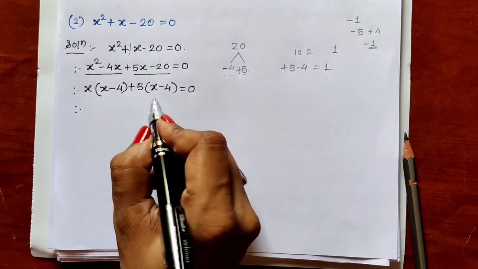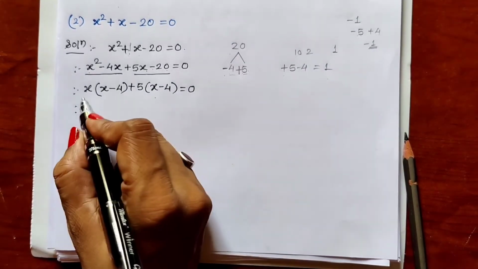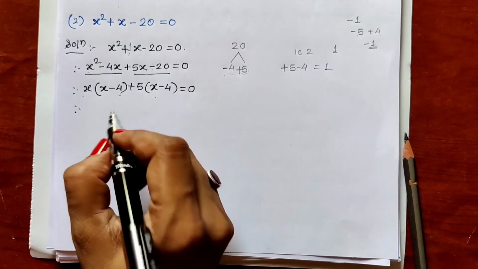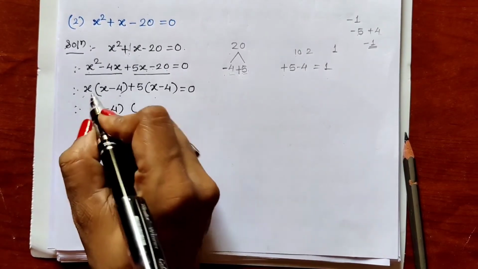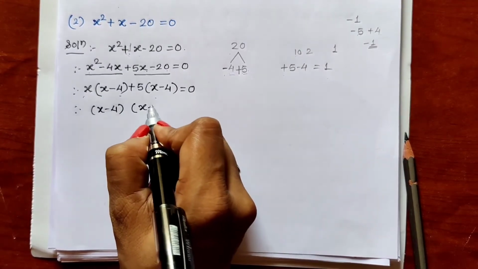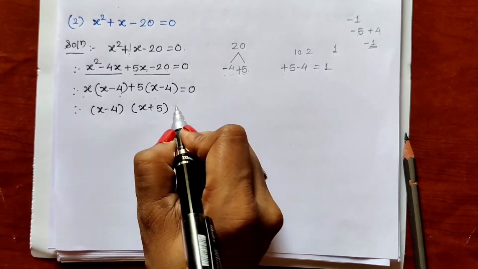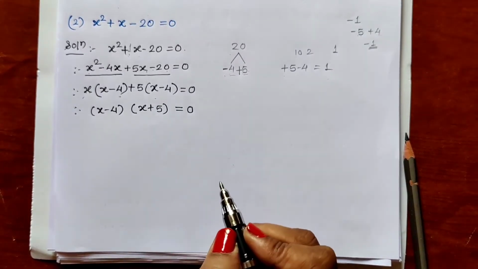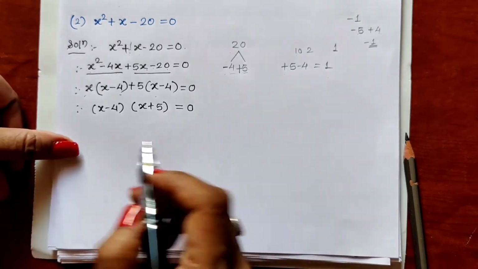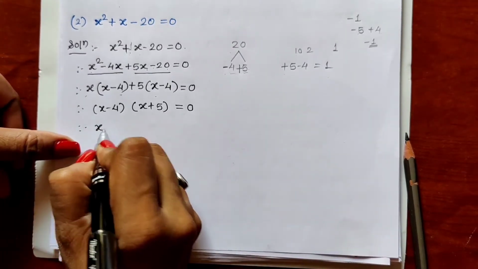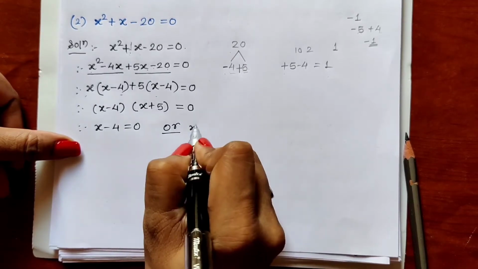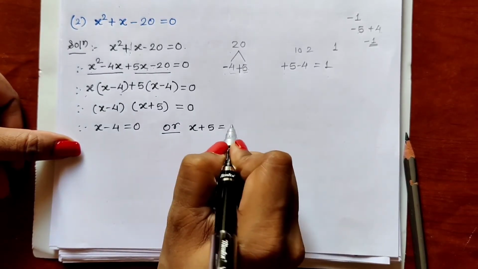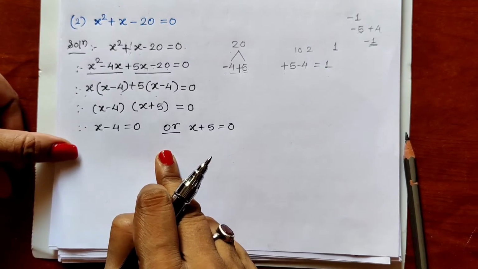Now x minus 4 bracket is common in the first and second term. So we will take out x minus 4 common, and in the second bracket we will have to write this x plus 5, then equal to 0. So 2 brackets is equal to 0 means what? Either x minus 4 will be equal to 0 or x plus 5 will be equal to 0. Writing this "or" is very important.